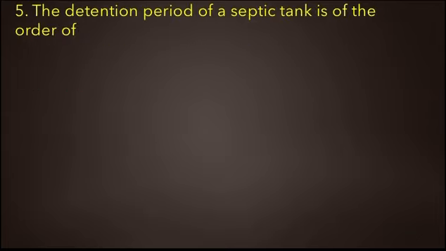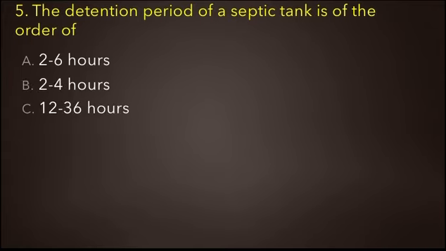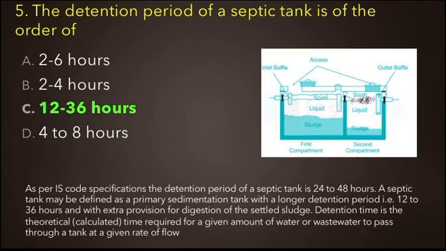We'll see the next question. The detention period of a septic tank is of the order of. You have the options: A. 2 to 6 hours, B. 2 to 4 hours, C. 12 to 36 hours, D. 4 to 8 hours. The right option is C.